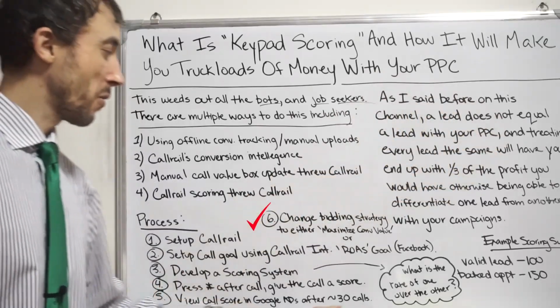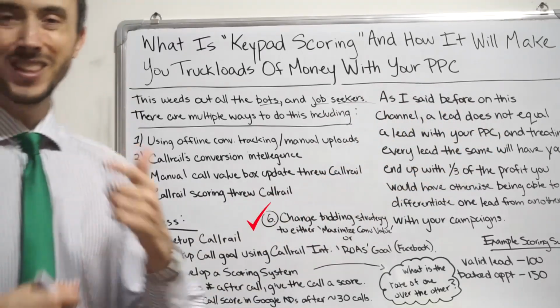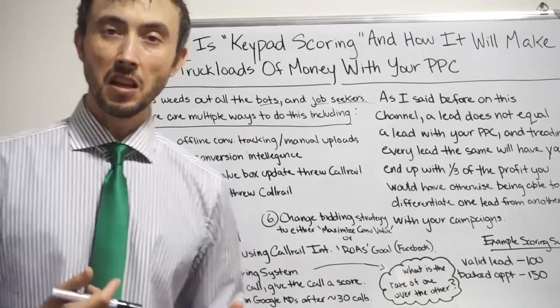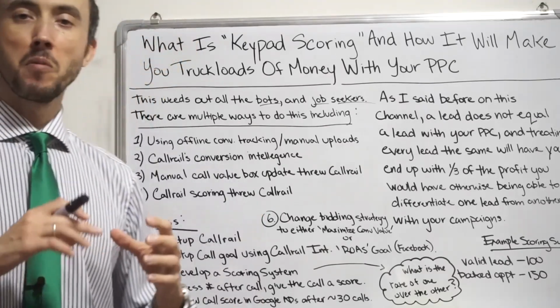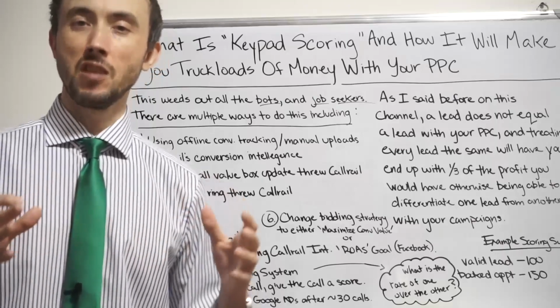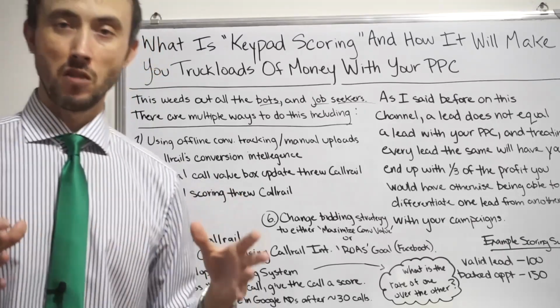So it takes about 30 calls to get enough statistically significant data for the algorithm to be able to make decent decisions on the data that you're giving it.